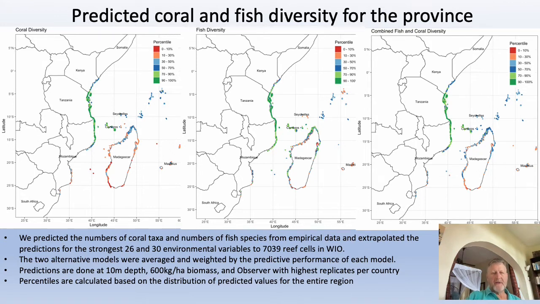On the right you see the predicted distribution of fish diversity. Again, high diversity along the African coastline, southern Kenya down to northern Mozambique, with also high diversity in parts of some of the oceanic islands in the northwest parts of Madagascar. And then the final map is a combination of the fish and coral diversity patterns.